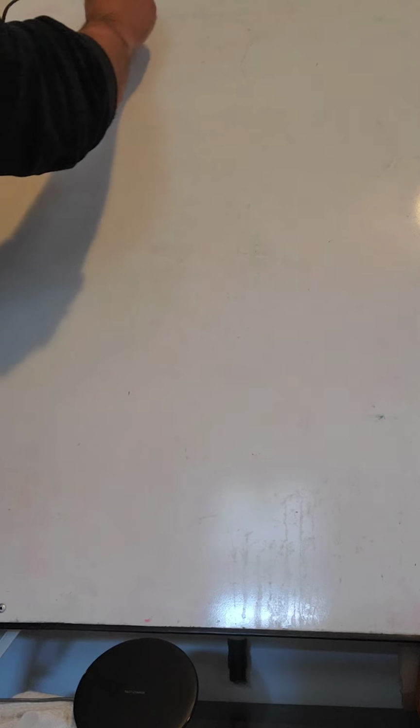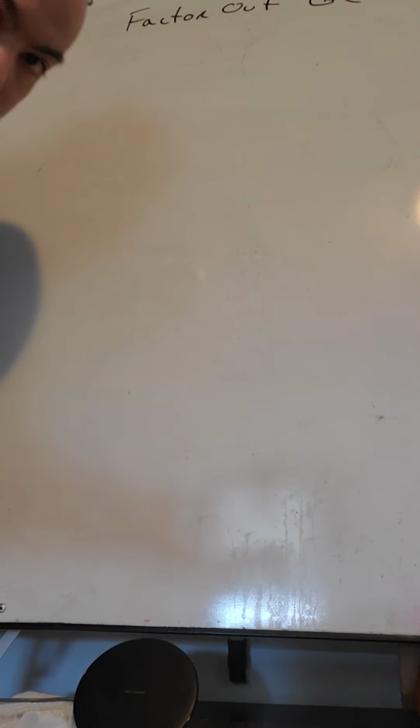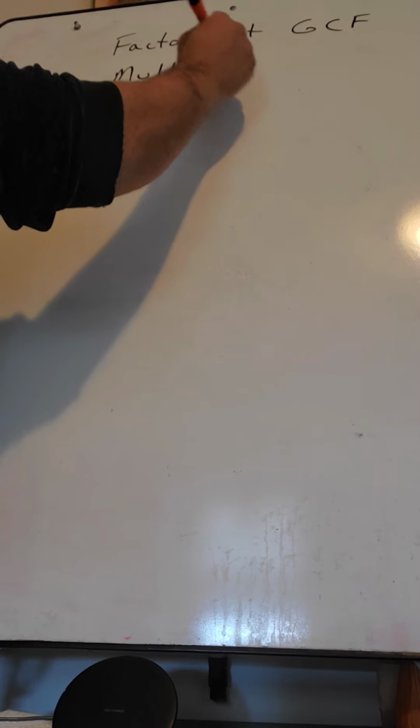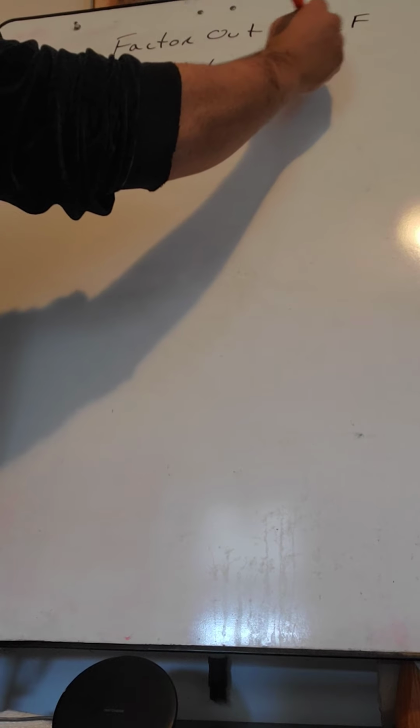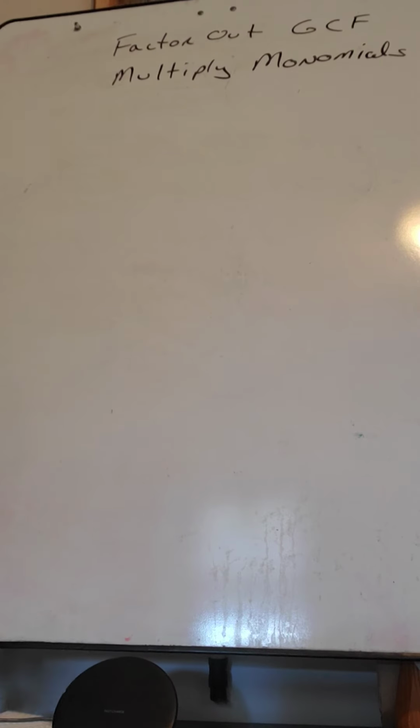All right, so last week we learned how to factor out a GCF when given a monomial or a binomial. And then yesterday we learned how to multiply monomials. I hope you can see that okay. So today we're going to try to put these two things together.